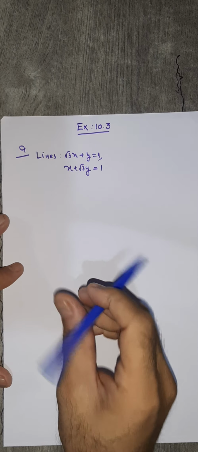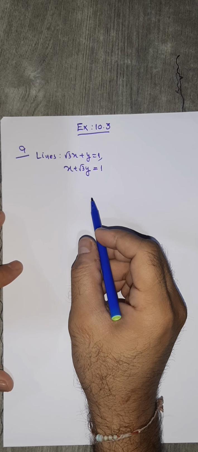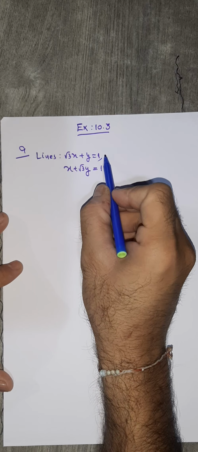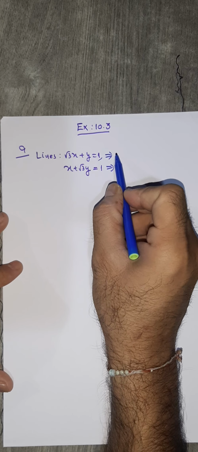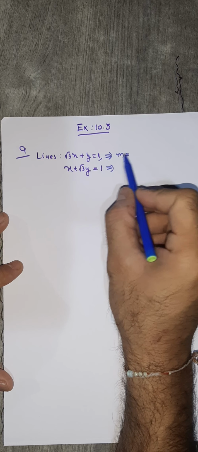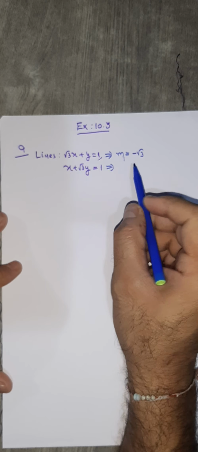Exercise 10.3. Now we continue with question number 9. There you are asked to find the angle between two lines. You are given the lines here, so we write their slopes. What's the slope of the first line? Minus a by b, so it will be minus root 3.